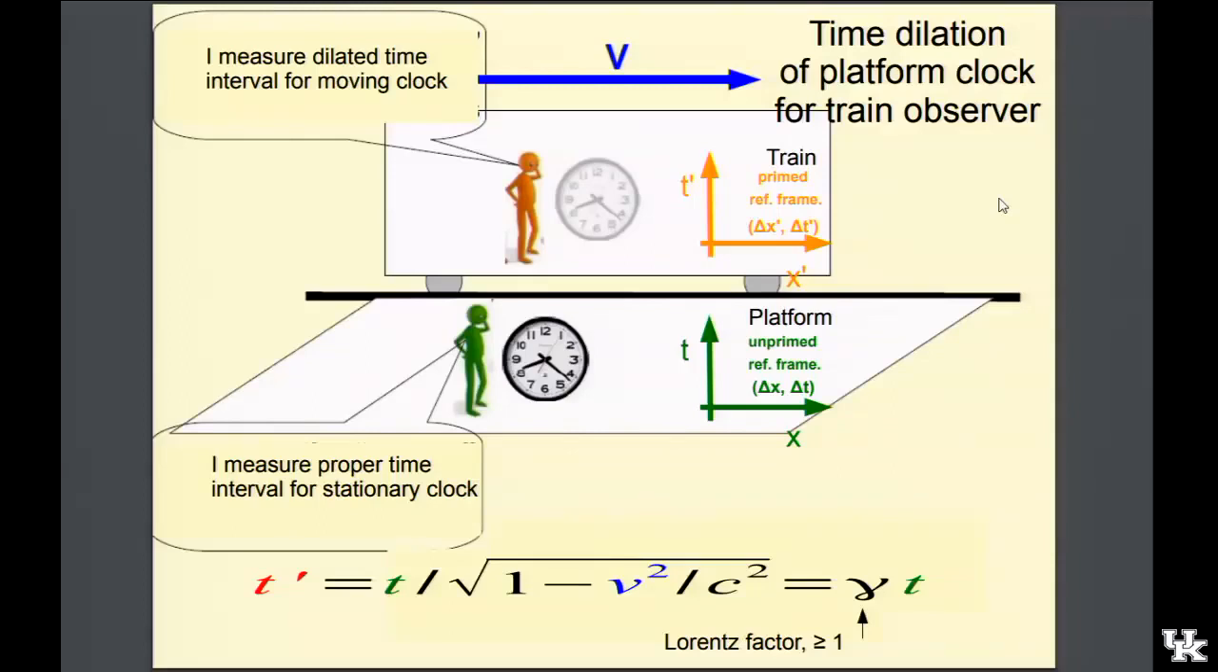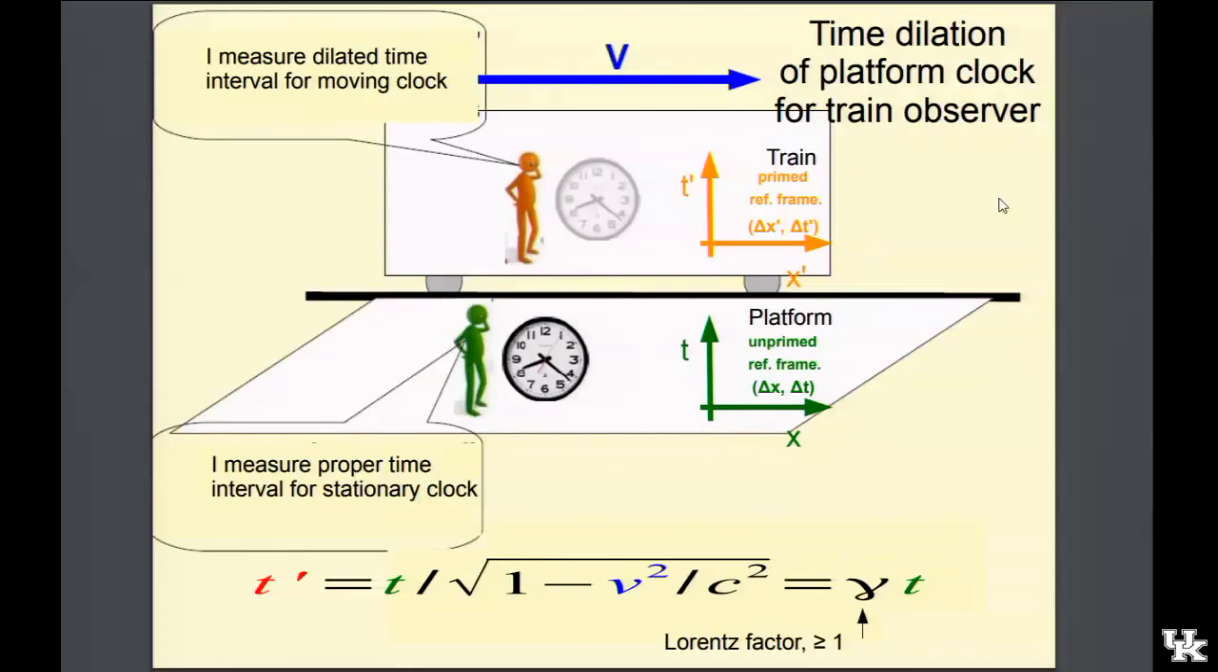On the platform, there's the station clock, pictured here. And on the train, there's a train clock, pictured here. The observer on the platform, who's at rest with respect to the platform clock, sees the platform clock tick at the proper or the correct rate. That's because this observer and this clock are in the same reference frame. So the clock is stationary with respect to this observer's reference frame, and you see the clock tick at the proper rate. That's what we're going to call the proper time. The time interval between successive ticks is the proper time interval.